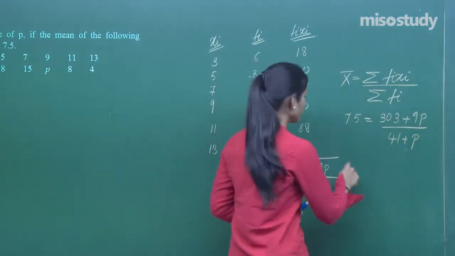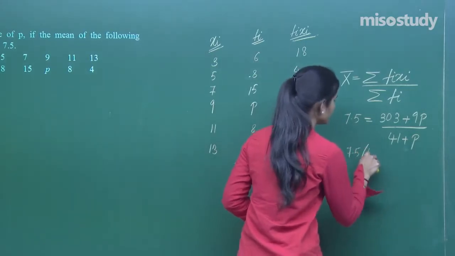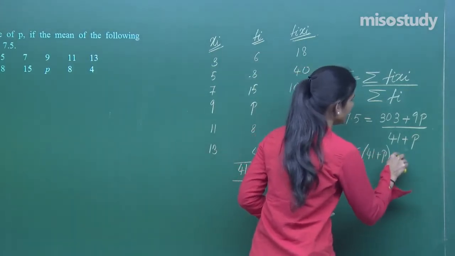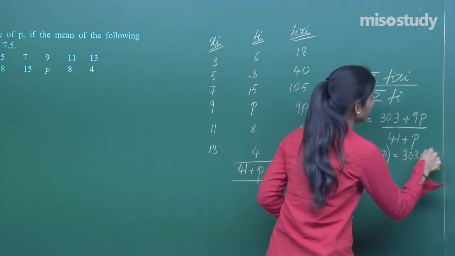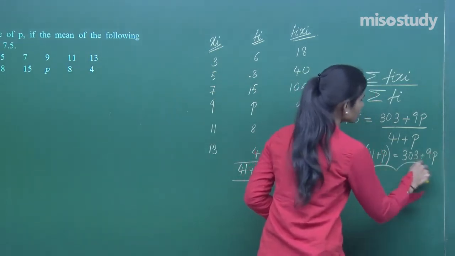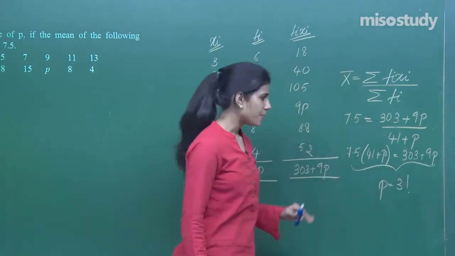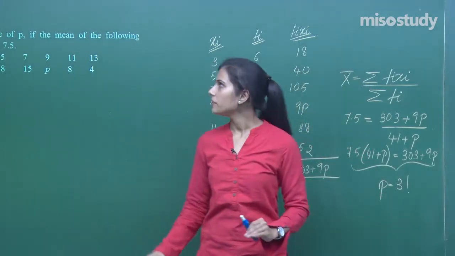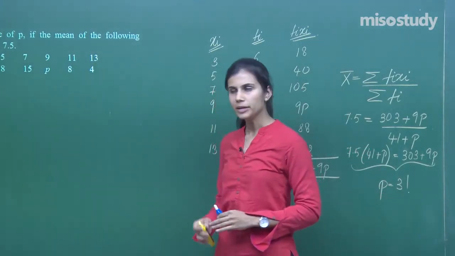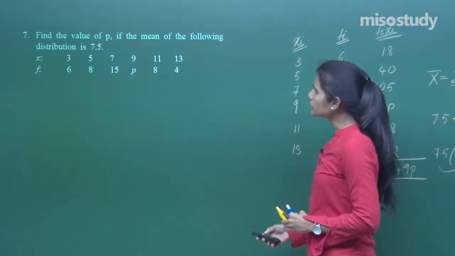So of course you can write this as 7.5 into 41 plus p equals 303 plus 9p. When you solve this, you get p equals 3 very easily, and that is the value of p evaluated when the mean is given to you. Okay? Let's move on to the next question.